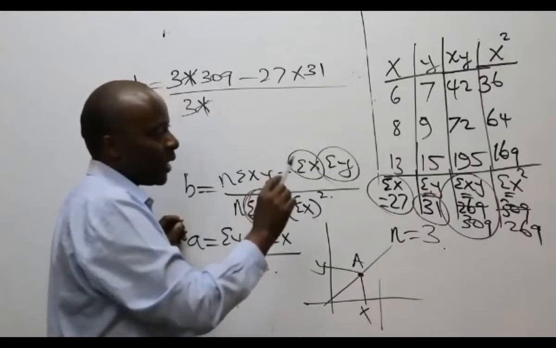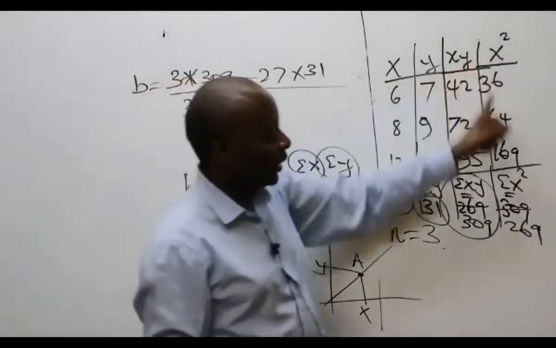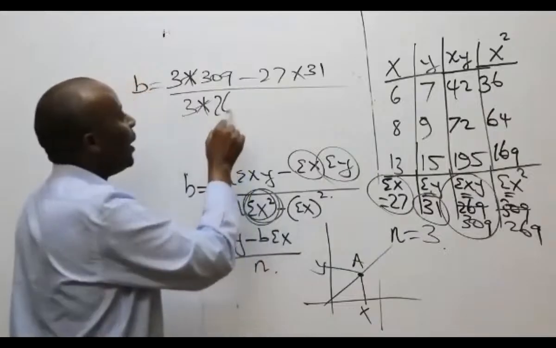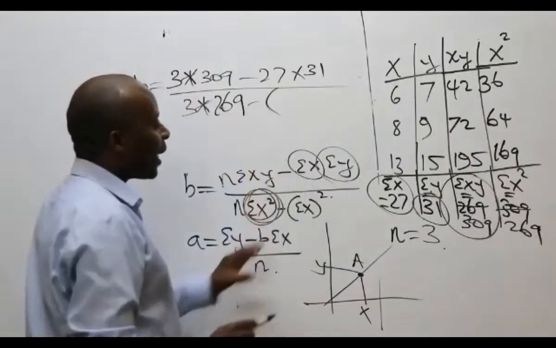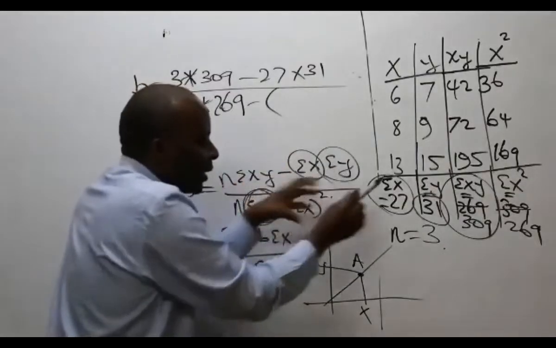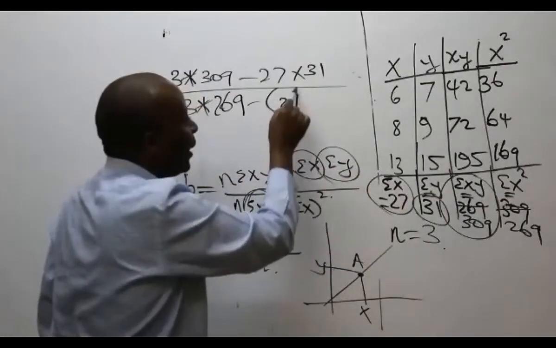So they want you to square x alone. Summation of x squared is here, so it is 269 minus, in brackets. Now you can see they want us to encapsulate summation of x in brackets. The summation of x is 27. And then outside the bracket, we do what here?